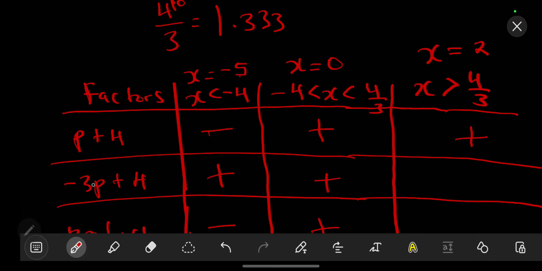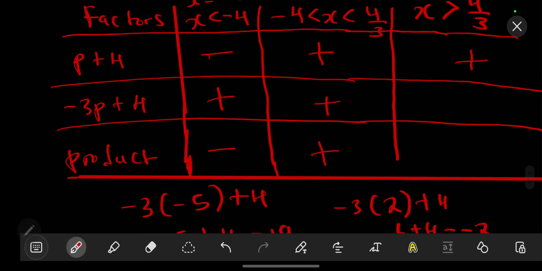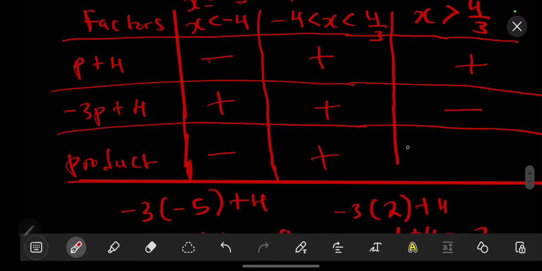When we get our 2, we put it here. It will be our negative 3, where there is p, we put 2 plus 4, which is equal to negative 6 plus 4, which is equal to negative 2. So negative 2, so we are going to say negative. Positive times negative is going to give us negative.